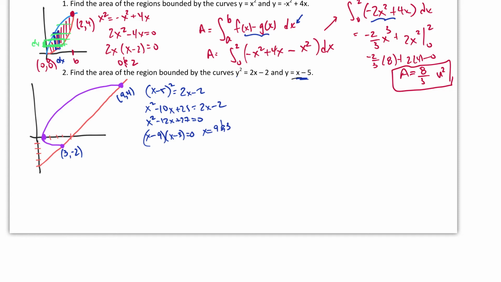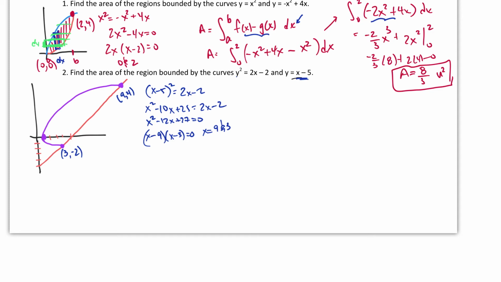But wait a minute, we have a problem here. Okay, let's see what our problem is. If I start here and say the top curve minus the bottom curve, top curve minus the bottom curve, uh-oh, what do you notice happen right here? The curves change. This f(x), if I call that, and this g(x), at this point right here, the curves switch. So we end up with two different regions. So I have to set up two different equations to find the area.